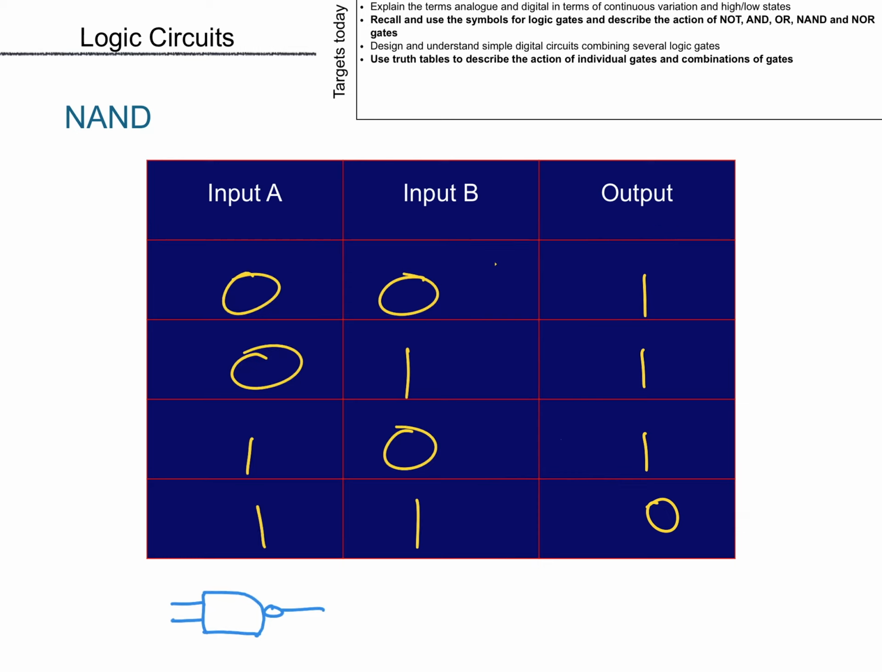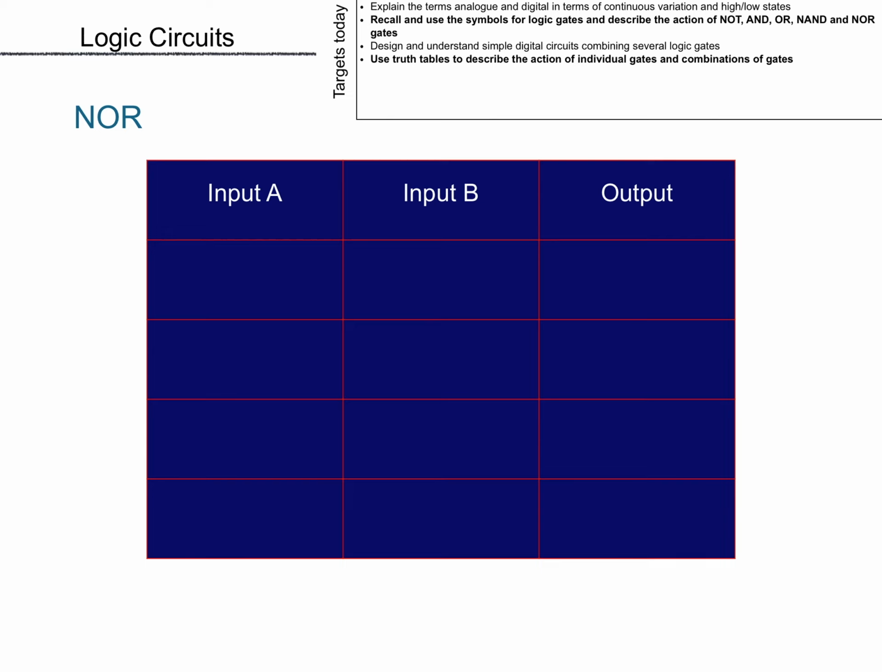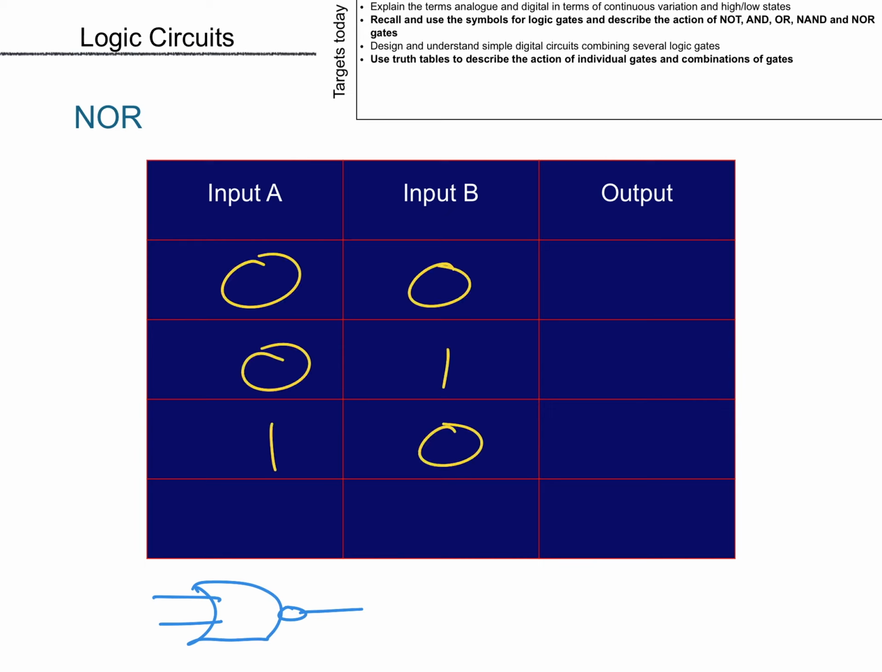Last, it's the NOR gate, drawn like an OR gate with a circle on the nose. Fill in my inputs. 0 or 0 is 0, NOT makes it 1. 0 or 1 is 1, NOT makes it 0. 1 or 0 is 1, NOT makes it 0. 1 or 1 is 1, NOT makes it 0. That's it for the logic gates, but we're not done yet.